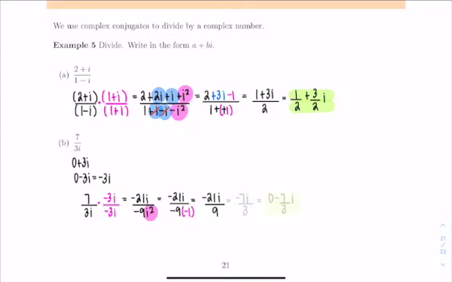And so we can actually simplify this a little bit by dividing by 3. This gives me negative 7i over 3. And so the way that we would write this is we still have to have our real part, which is 0 minus 7/3 i.